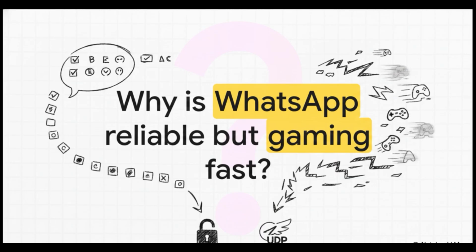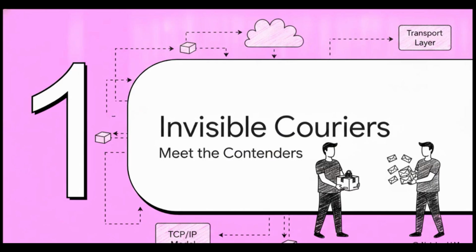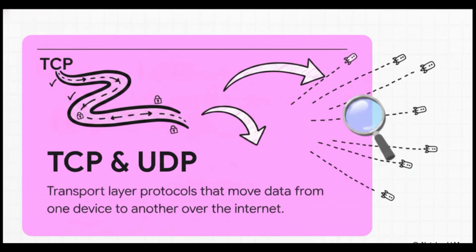Well, the answer to that mystery actually comes down to two incredibly important networking protocols. Okay, let's dive into this. Section 1. The Internet's invisible couriers. Meet the contenders. To solve our mystery, we really need to meet the two main contenders operating behind the scenes.